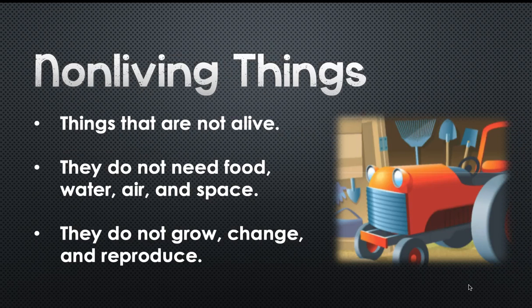Our second vocabulary word is non-living things. These are things that are not alive. They do not need food, water, air, and space to survive. They do not grow, change, and reproduce. Some examples we have in this picture are the tractor, and the rake, and the shovels.